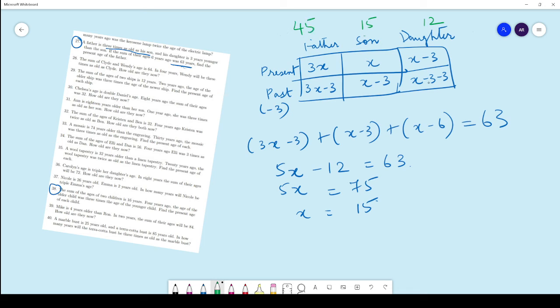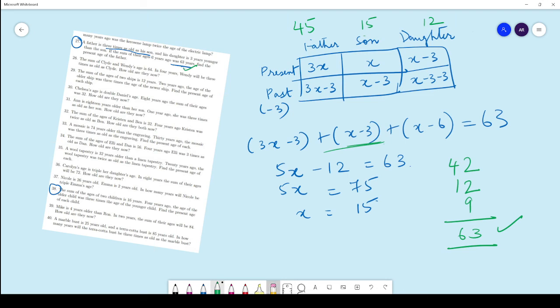old. Now let us check with this part if this is also true. So 3 years ago, father would have been how old? Father would have been 42. The son would have been, how old would the son have been? 3 years ago, the son would have been 12. How old the daughter would have been? Daughter would have been 9. Let us add it up, and it comes to 63. So we are ticking this part as well. So this is how you solve this question.